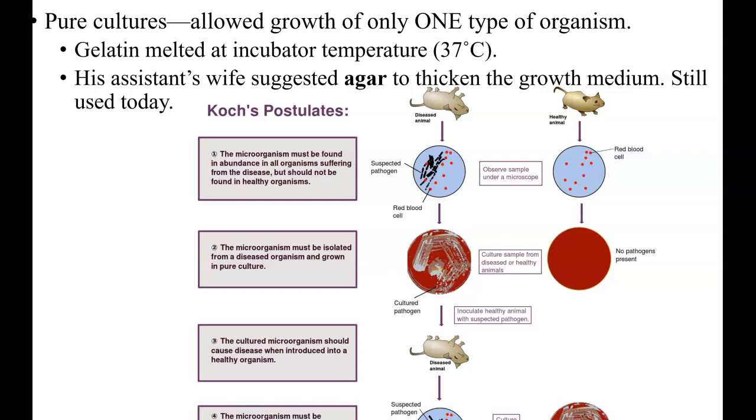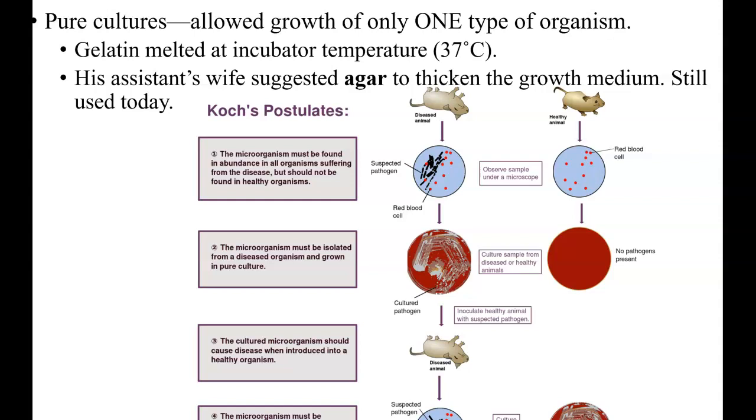So one of the assistant's wives suggested, well, we use this agar, or if you prefer to pronounce it agar, to thicken things in the kitchen. And so they actually tried this in the medium and it worked. And so they were actually able to grow organisms on a solid surface. This is actually what we use today.